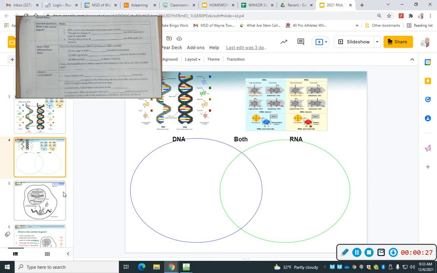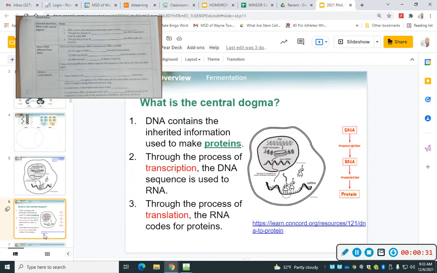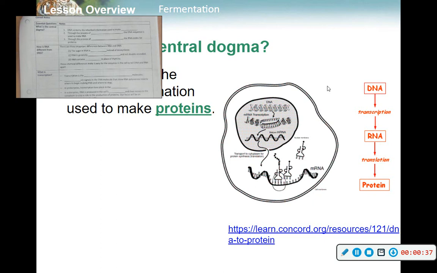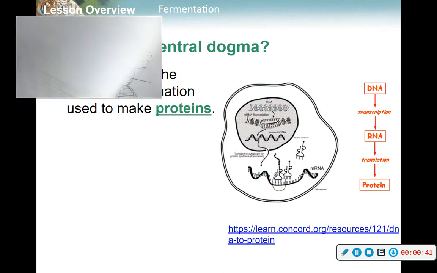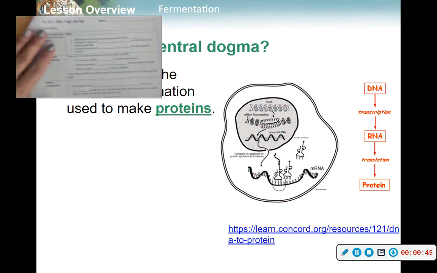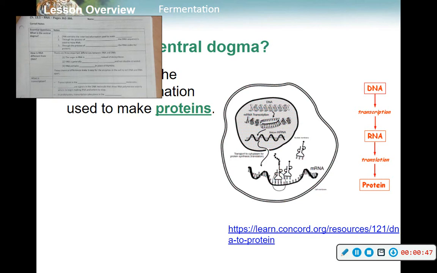So last week after our DNA test, we compared DNA to RNA. And we are looking at a process that's really important in biology. And we are on this page of our notes packet. So we're still on the same notes packet we've been doing. So you need to find that. Push pause if you need to, and you're filling in your notes.